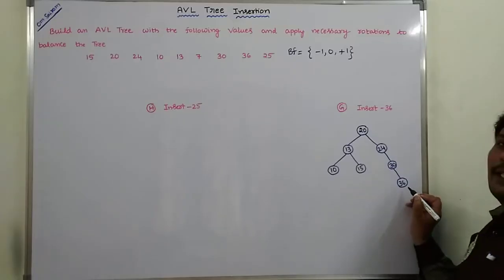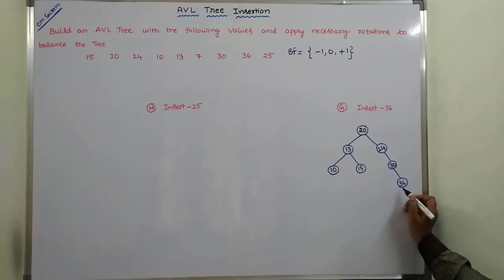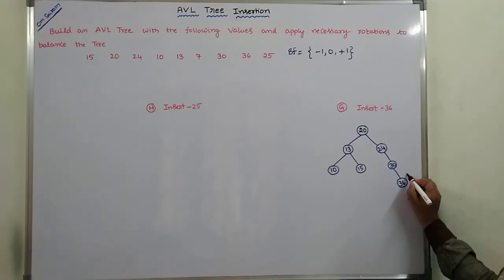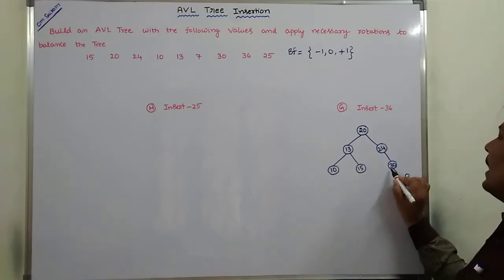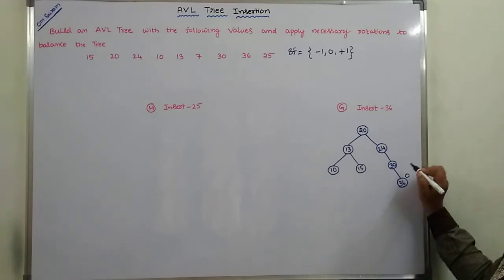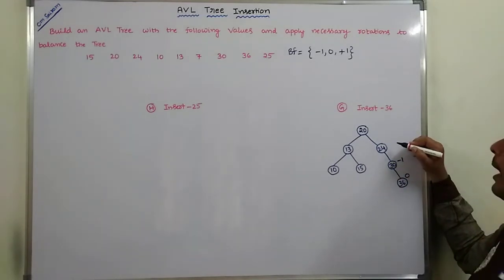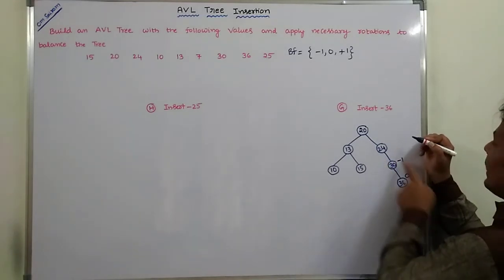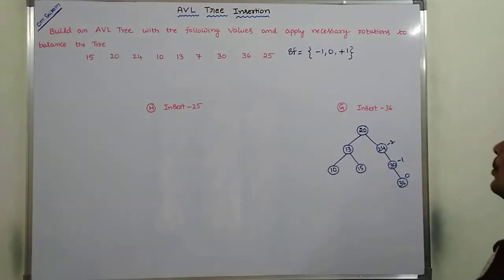After inserting element 36, the balance factors are: for 36, there is no left subtree and no right subtree, that is 0 minus 0, that is 0. For node 30, height of left subtree is 0 and height of right subtree is 1, 0 minus 1, that is minus 1. For node 24, height of left subtree is 0, height of right subtree is 2, 0 minus 2, that is minus 2.